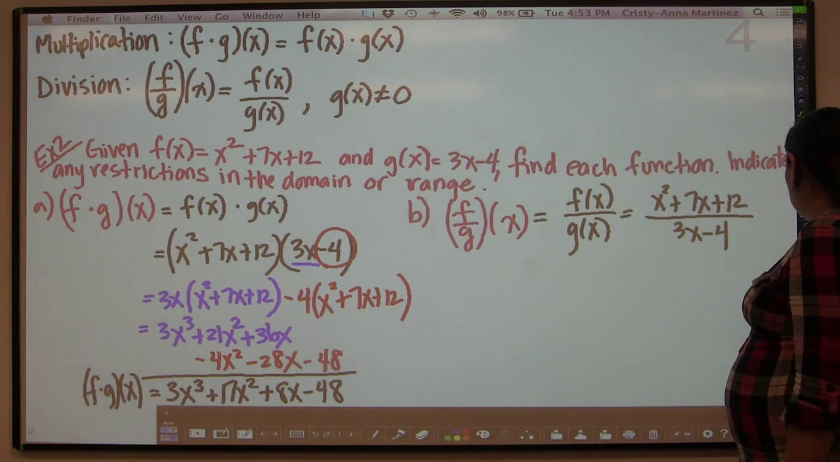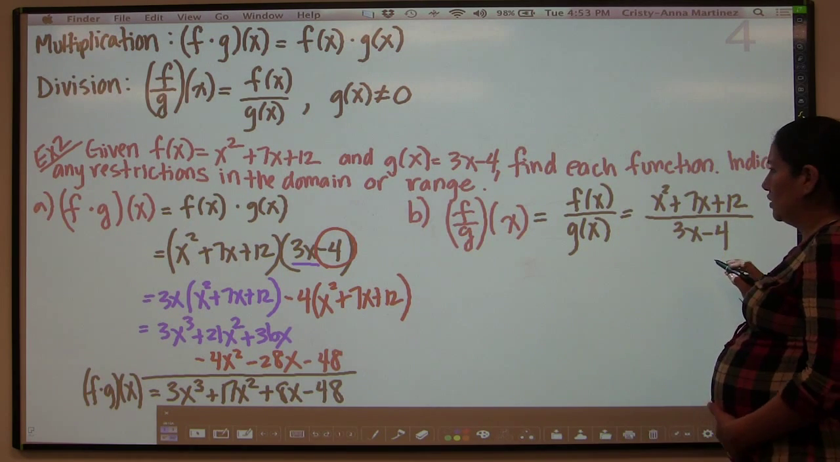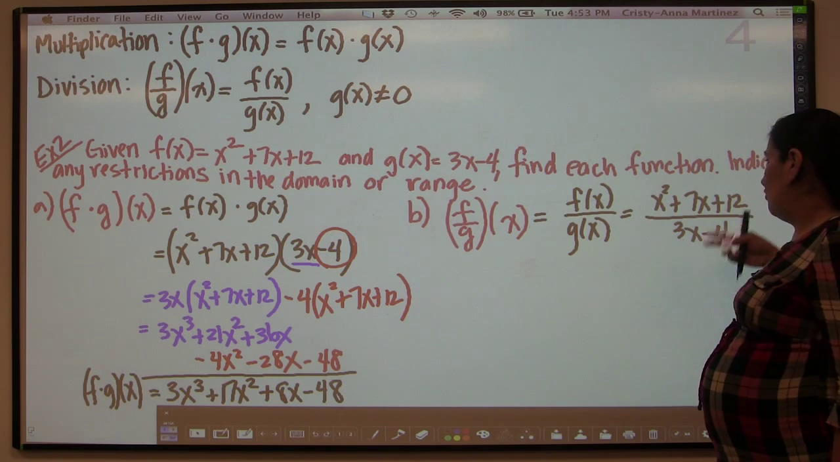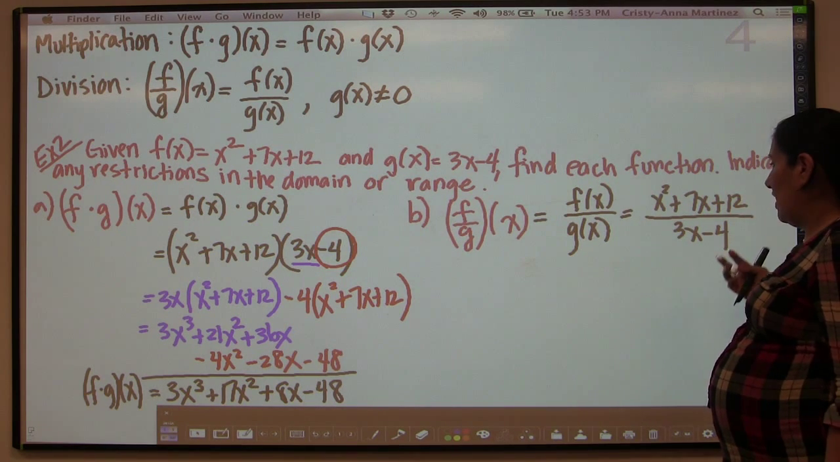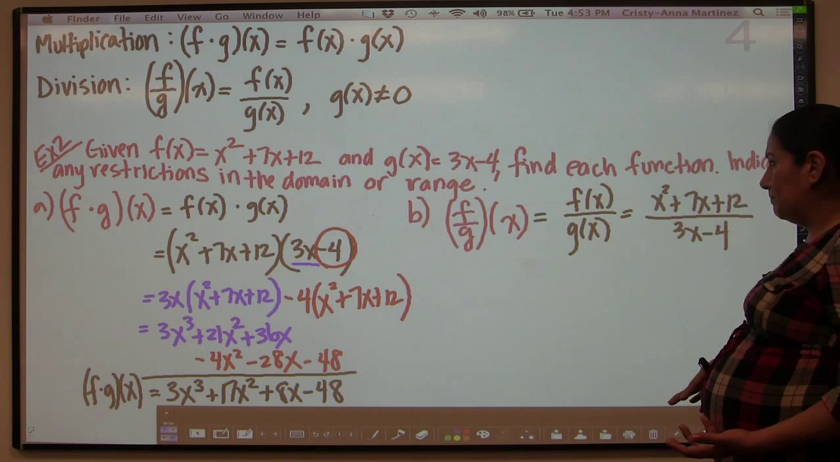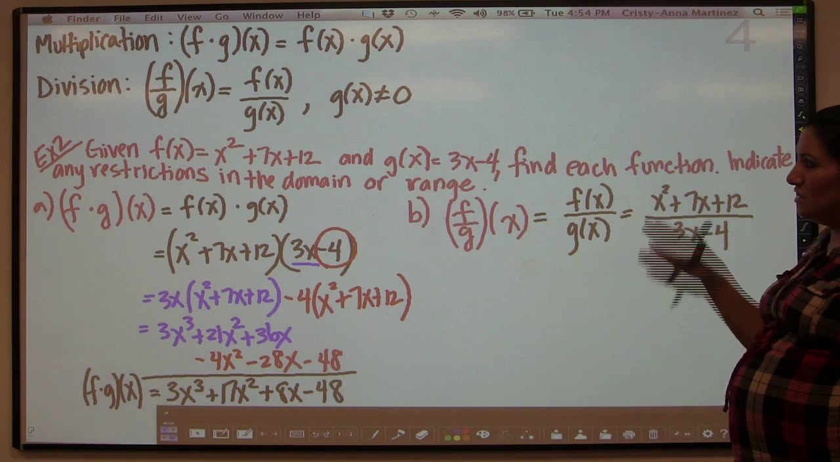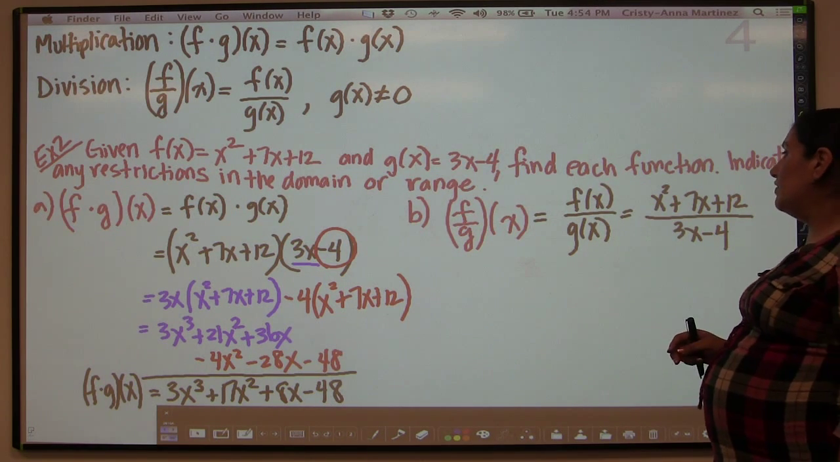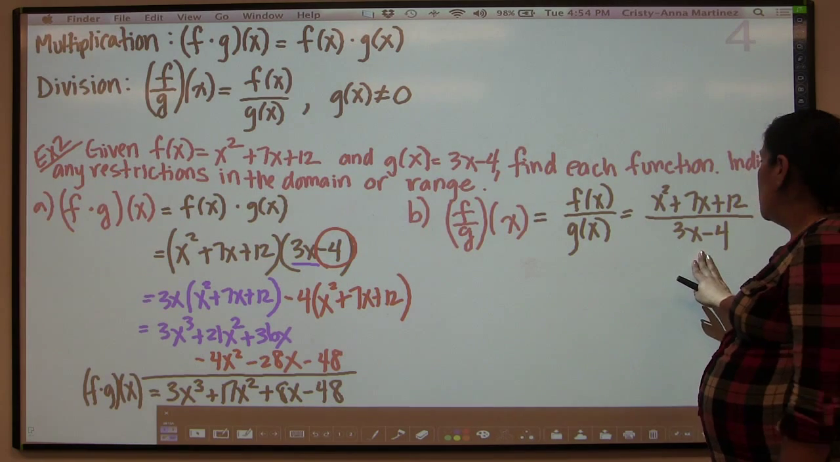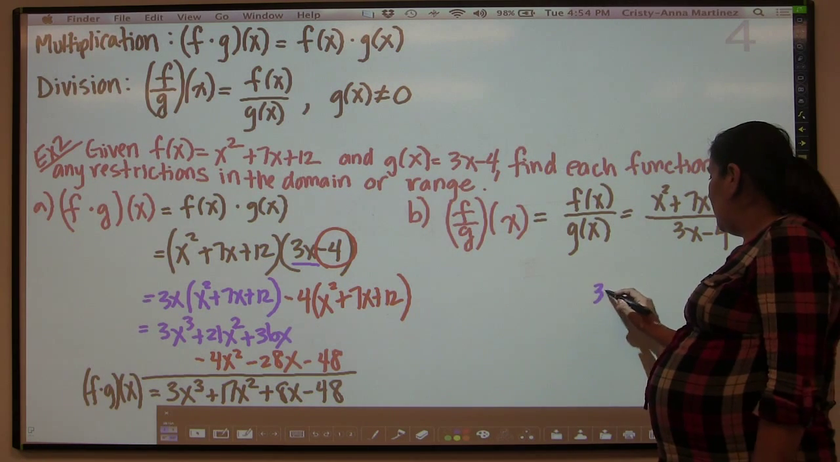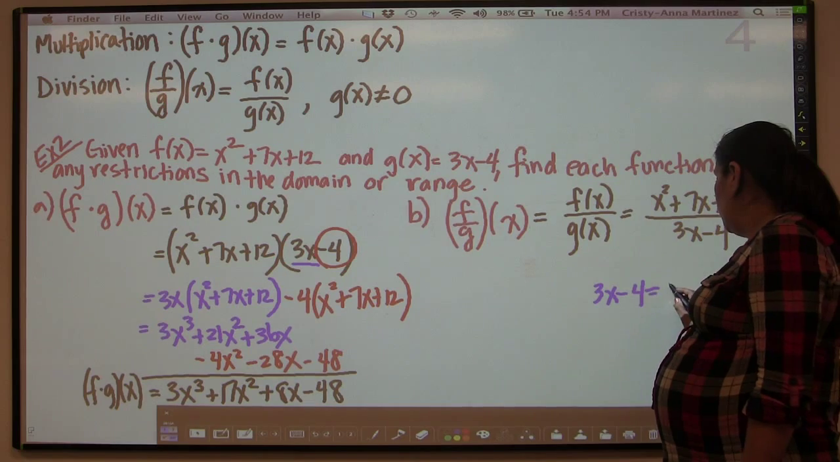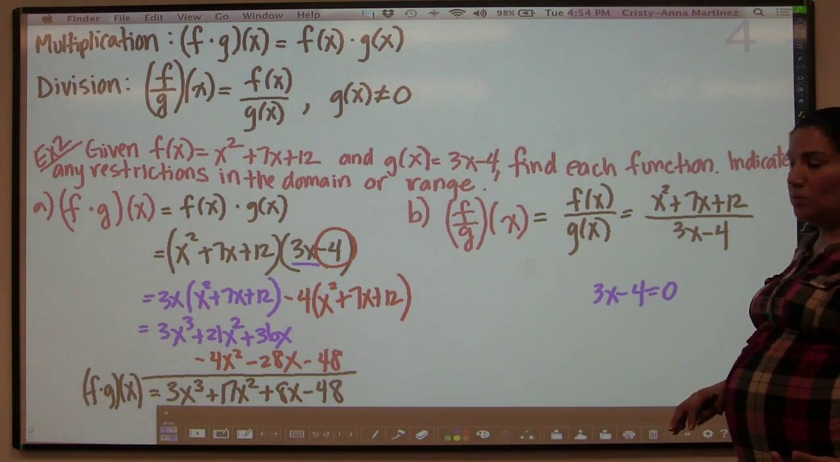And that's why in some ways this is actually a lot easier of a function to do, because you just have to put it in there like this divided by that. But the part that does get crazy is the restrictions. When it says to list any restrictions, we definitely don't want the bottom to equal 0. So we're going to say 3x minus 4 equals 0. I need to know when will the bottom equal 0.